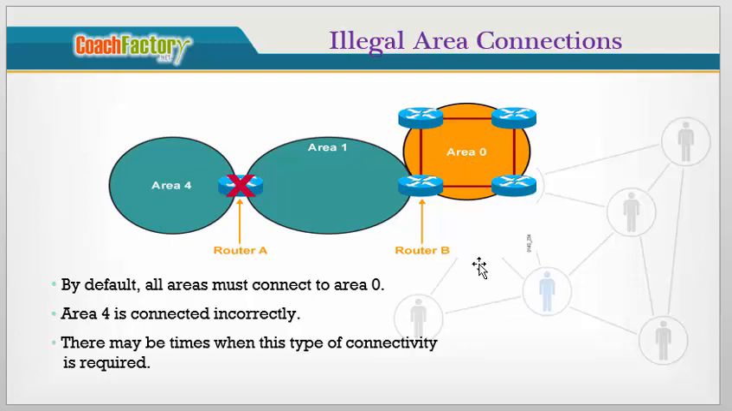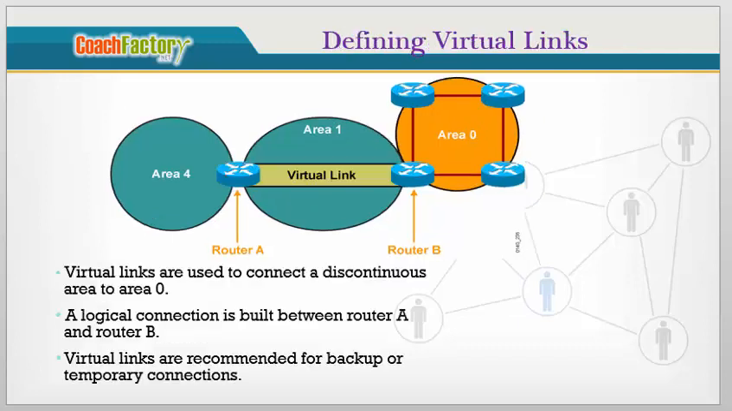The condition in OSPF says that all other areas should be directly connected to area 0, but it does not mention that it should be physically connected. So in this type of scenario, we can virtually connect area 4 to area 0, and we can make area 1 our transit area for the virtual link. This is how we use a virtual link. Virtual links are used to connect a discontinuous area to area 0. A logical connection is built between router A and router B.